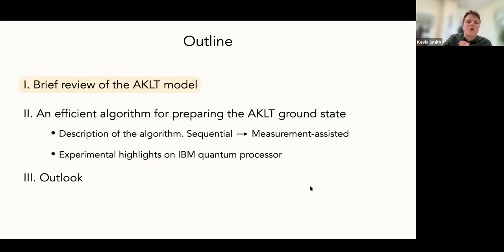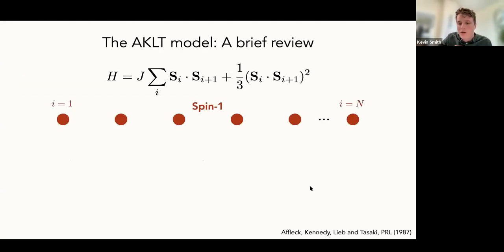Okay, so back to the research component of the talk. Let's first dive into what the AKLT model is, and what the AKLT state is, and why we might want to prepare it. So the AKLT model is described by the Hamiltonian shown here on this slide. This is a Hamiltonian for a spin chain, and in particular spin 1 sites. So these are spin 1 operators here.